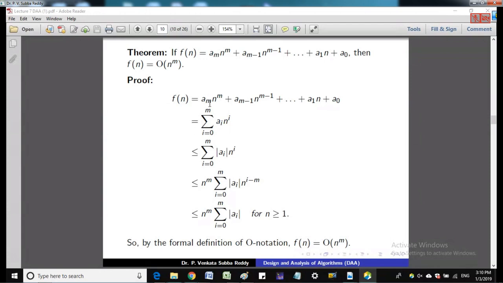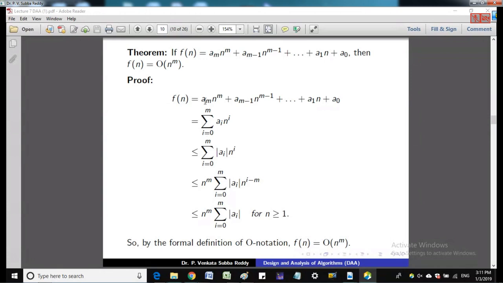In short form, you can write it as sigma i equal 0 to m of a_i n^i. This can be written as a_0 times n^0, a_1 times n^1, and so on. That is correct, no? So i equal 0 to m of a_i n^i.